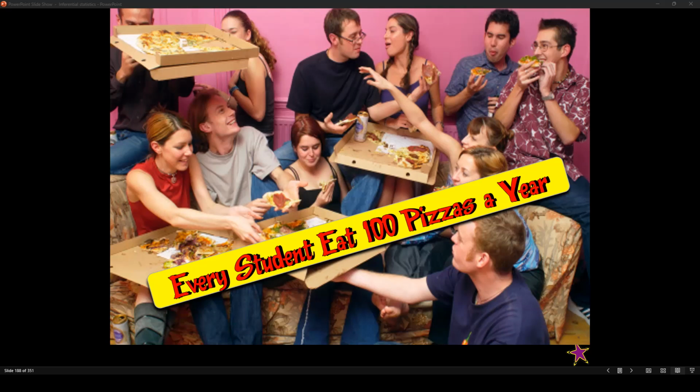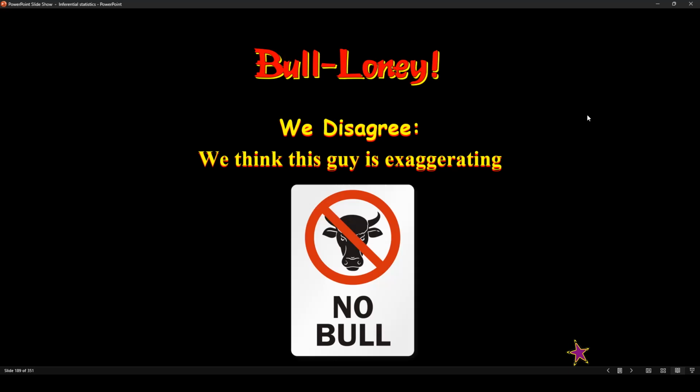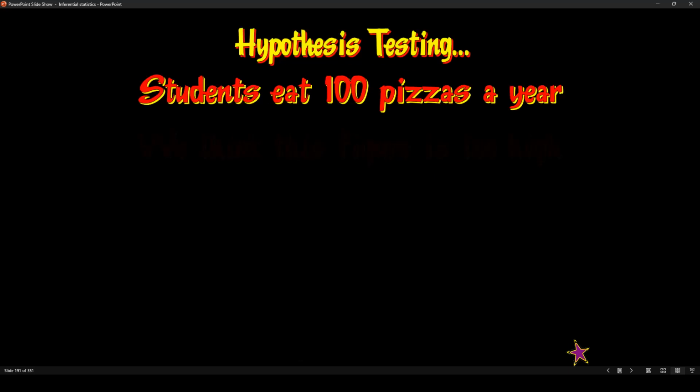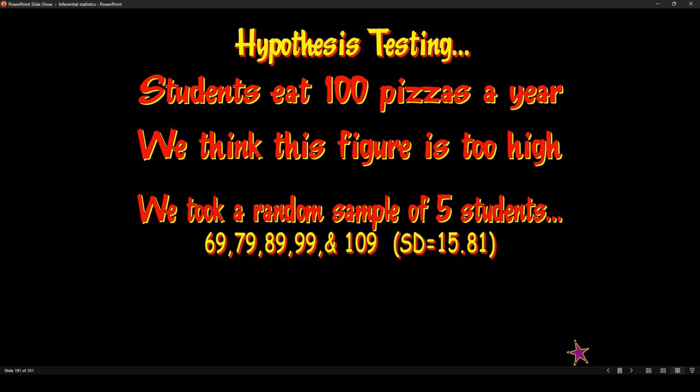Now, we think that that metric is pretty high. So we decide to do a test. We calculate and ask 5 students their variables, right? We asked them how many pizzas they eat a year, or we took a random sample of those 5 students. One student said 69, the other one 79, 89, 99, and 109.